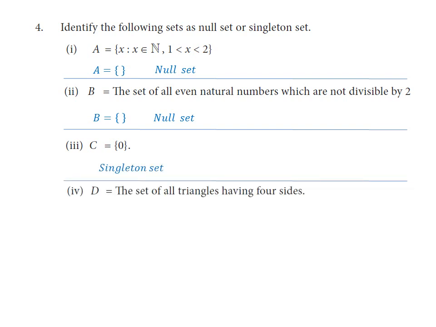Next one, D is equal to the set of all triangles having 4 sides. Triangle means only 3 sides. We don't have any triangle that has 4 sides. So, this is a null set.